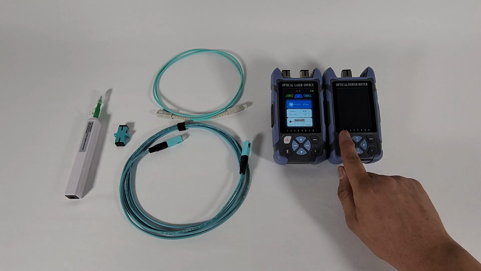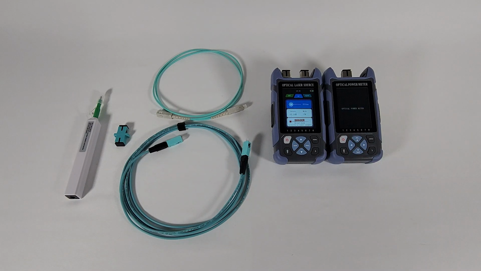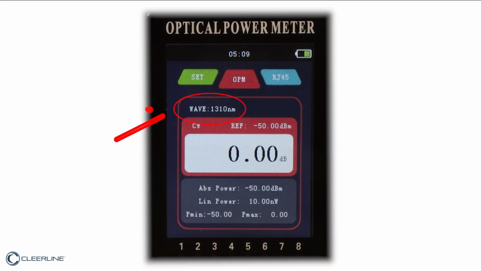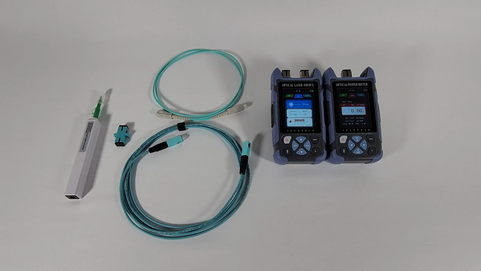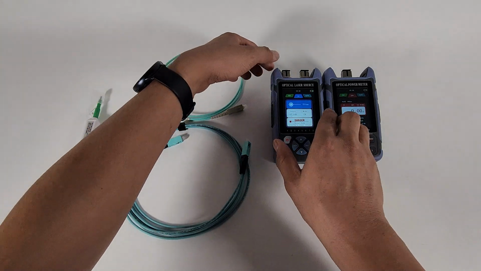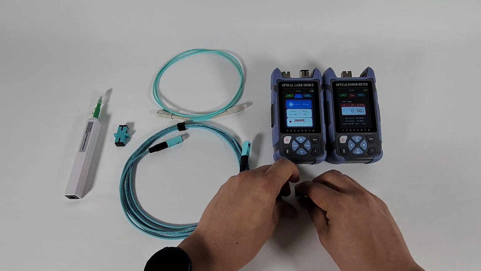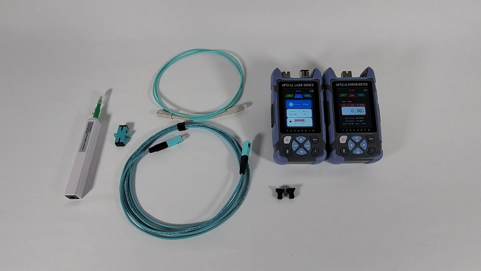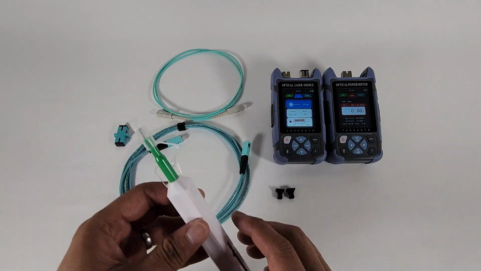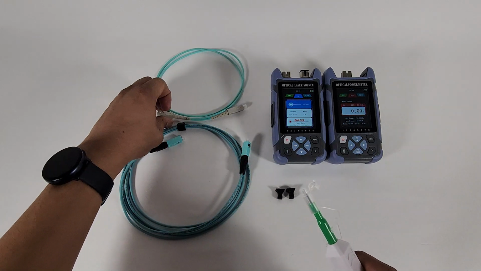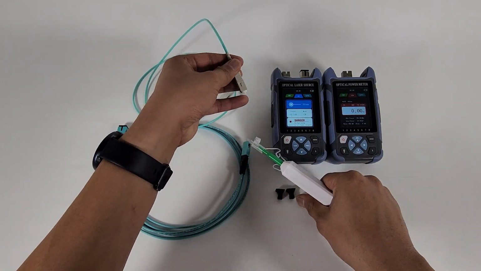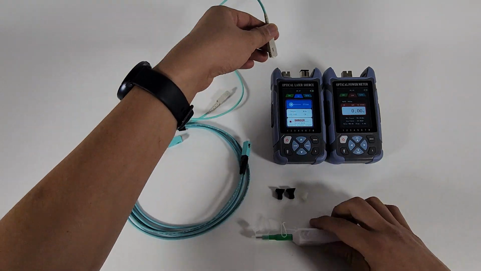Now let's power on the OPM and again confirm that the auto off function is not set to on. Select wavelength until it matches the OLS, and again in this case 850. Remove the dust caps from the OPM and the OLS for use in the SC to SC testing. Now remove the dust caps from the reference cables and clean with the appropriate one-click cleaning tool and connect to the OPM and the OLS.